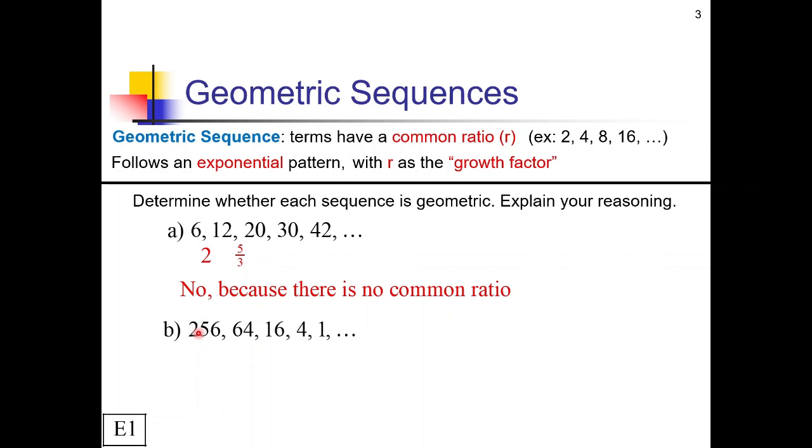So 64 over 256, and if you don't really know what that reduces to, you could use Desmos to reduce it for you, but that is a 1 over 4 ratio. 16 over 64 is definitely 1/4. Again, you can reduce that one by 16. 4 over 16 is 1/4, and 1 over 4 is, well, 1/4. So with everything they've given us, there is a common ratio going on here. So we're going to say yes to this one because there is a common ratio. That means that this does appear to be a geometric sequence.